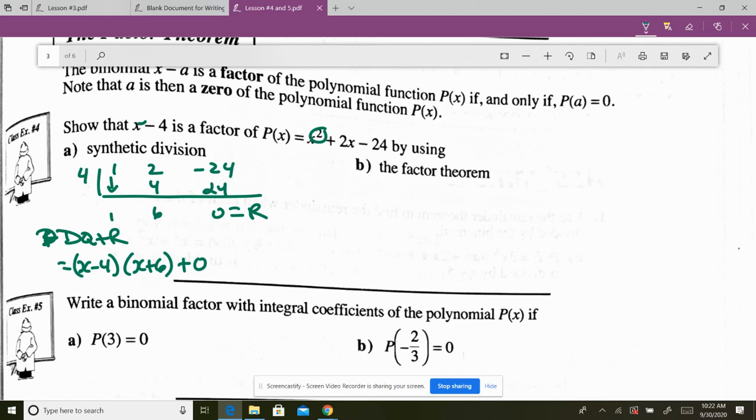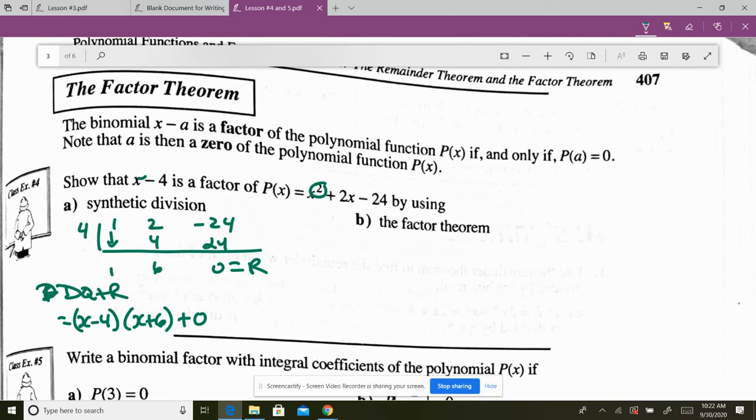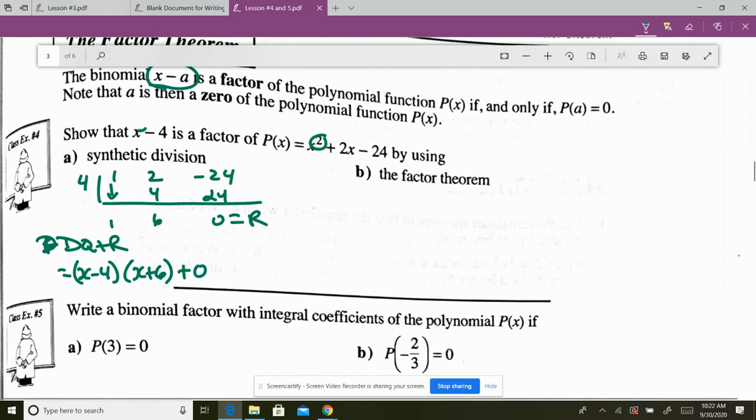But let's just say we did that. What have I just done? You did it over and over again in grade 11. You just factored it. Okay. So if the remainder is 0, then x minus a is a factor of the polynomial. These are called factors.